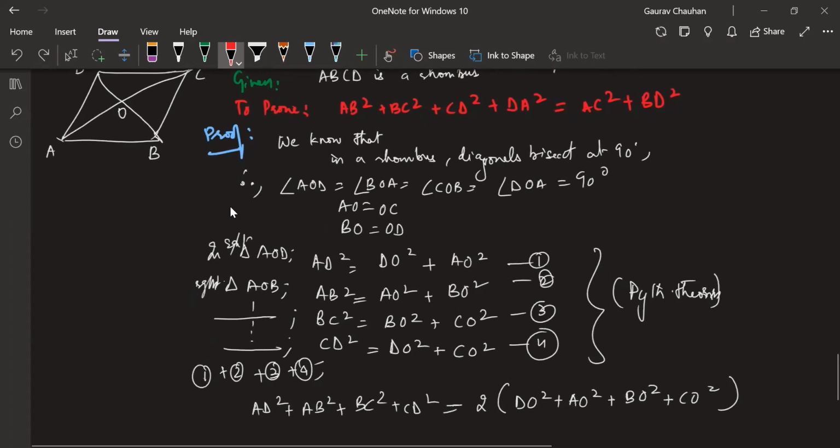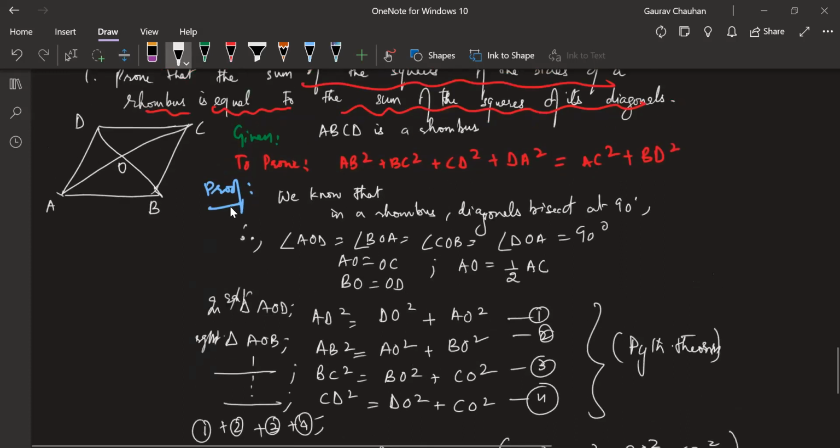We getting this? One more thing: because diagonals are bisecting at 90 degrees, I also know AO is equal to half of AC. Is this okay with everyone? AO is equal to half of AC and BO is equal to half of BD, because it is bisecting, which means this is forming half of the full diagonal. Same way, AO is forming half of the full diagonal. Tell me if this particular thing which I wrote just now is good with you, or is there a confusion?